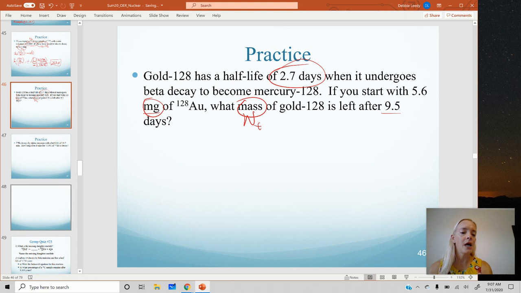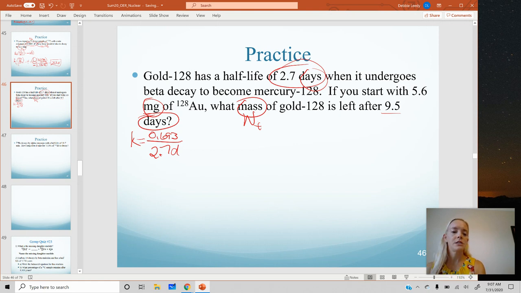That means we're solving for N sub t, our final, and we're given a mass to begin with. The different thing here is that because we're given half-life, our first step is to convert that half-life into our rate constant. Notice that the units of our half-life do match the amount of time we're given, so we don't need to convert units here. Since this is not a final answer, I'm going to keep extra digits. Again, remember, rate constants have inverse time, so 0.25667 inverse days.